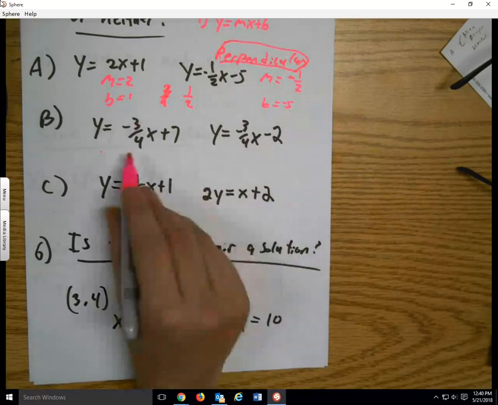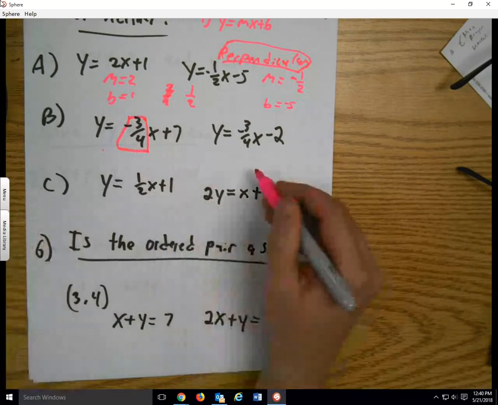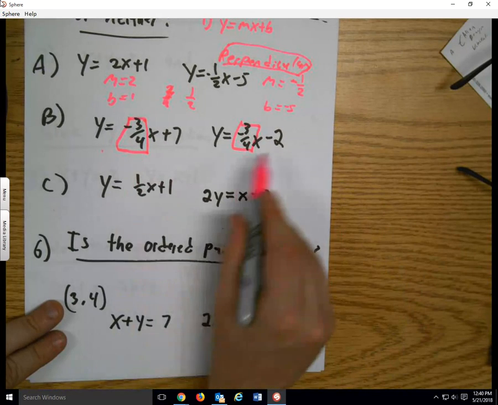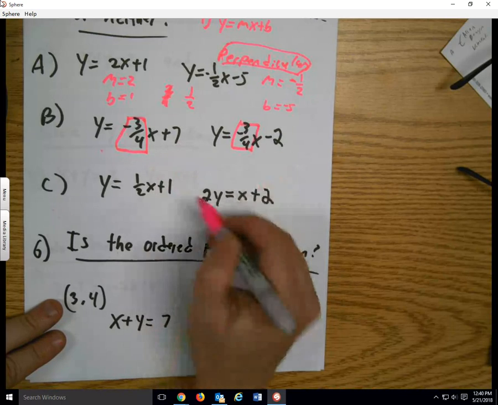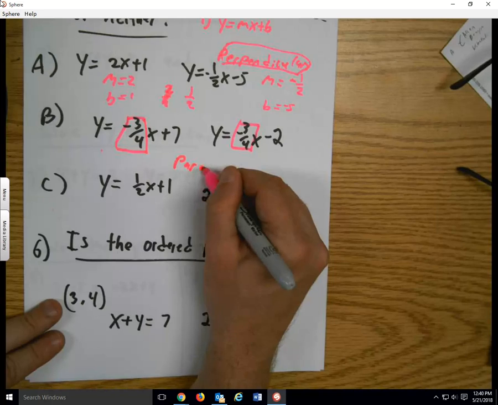What about this one? Well, here you have the same m's, but different b's. This is a 7, this is a negative 2. The b's are different. We have the same m's, but different b's. They are parallel.